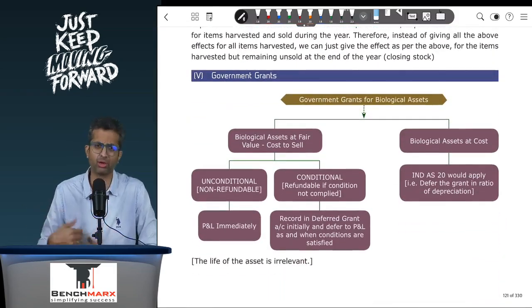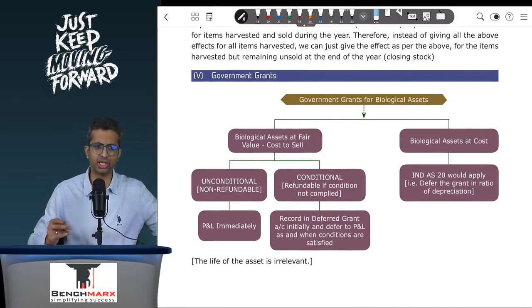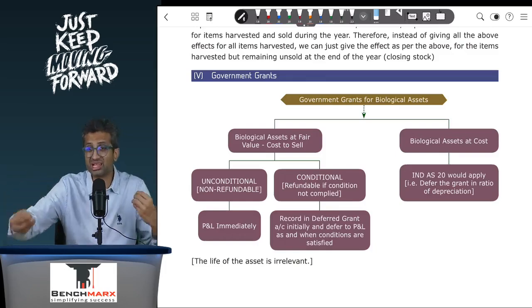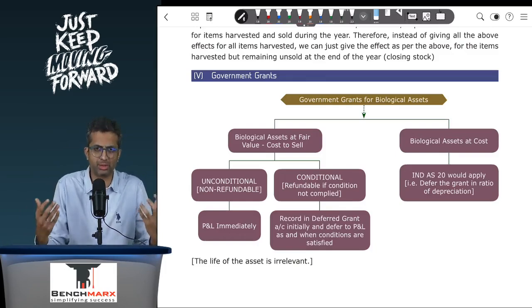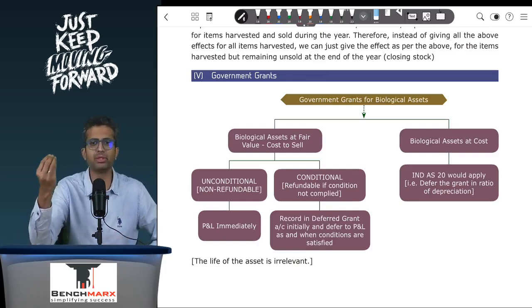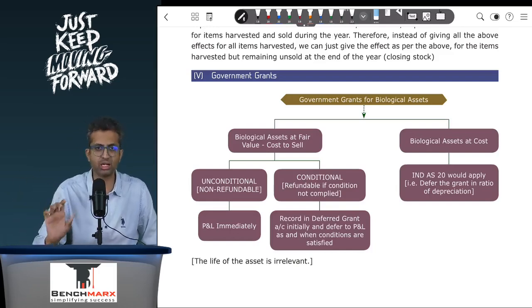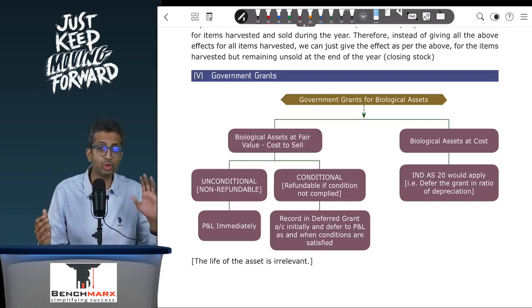The last part is government grants. Now, why do you need a separate standard? Like we said, biological assets separately because they may reproduce, and agricultural produce separately because when the produce is detached, the true measurement of cost may not necessarily be just the cost that you pay to extract, and hence we show it at fair value less cost to sell at the point of harvest.